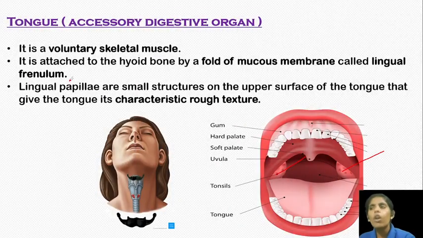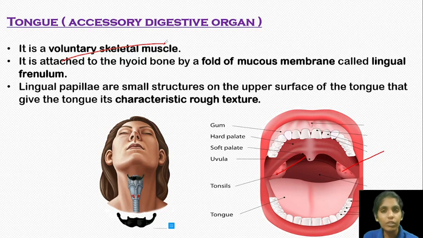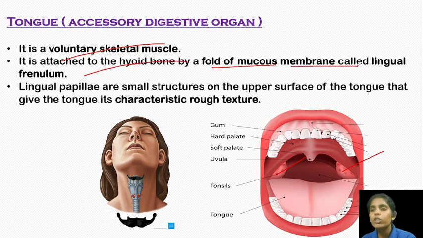Okay, the tongue is a voluntary skeletal muscle. So the tongue is a skeletal muscle and its function is voluntary. That means the movements of the tongue muscle are in our control. We can control the movements of the tongue, and it is attached to the hyoid bone by a fold of mucous membrane called the lingual frenulum.